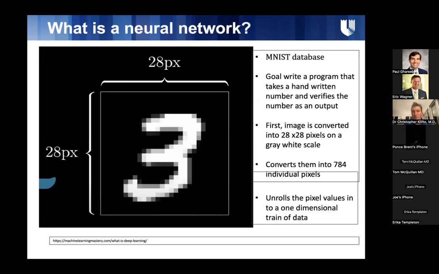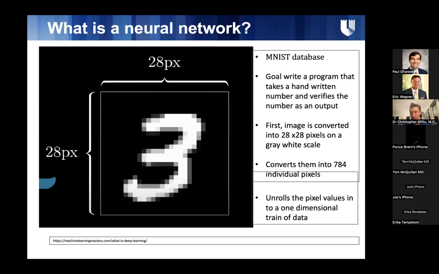So this is something called the MNIST database. And this is how neural networks are trained, but it's a really good way to explain them. The goal of these programs, and for this specific model, is to take a handwritten number, in this case the number 3, and then figure out a way for this neural network to tell you the prediction, so that the number 3 you handwrote is actually predicted correctly as a 3.